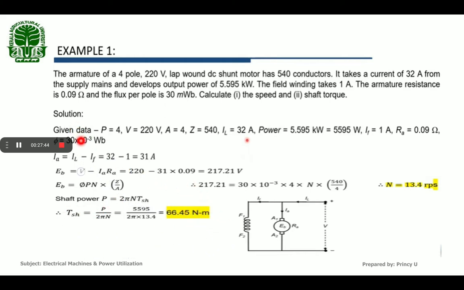Okay. So what should we do first? To find EB, we need to know Ia. To get Ia, what should we do? IL is given, and the field current is also given. So the total input current is IL; one part is going to the armature winding and another part is going to the field winding. So Ia is this input current minus the field current, so IL minus IF. So you will get 32 minus 1 is 31 ampere as armature current. Substitute in this equation EB is equal to V minus IaRa, and you will get a value.